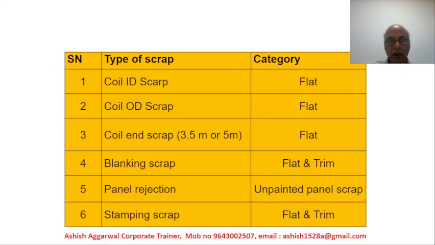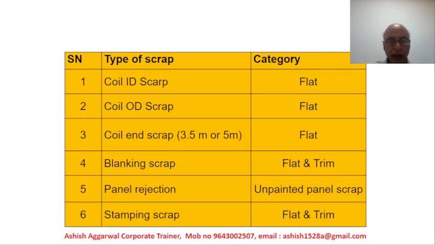Dear friend, we can summarize different types of scrap in different categories, like coil ID scrap, coil OD scrap, coil end scrap. They come under the category of flat scrap. Now come to the blanking scrap. In blanking scrap we get some flat pieces in the form of scrap, and some trimming operation is also carried out if we are using the blanking dies.